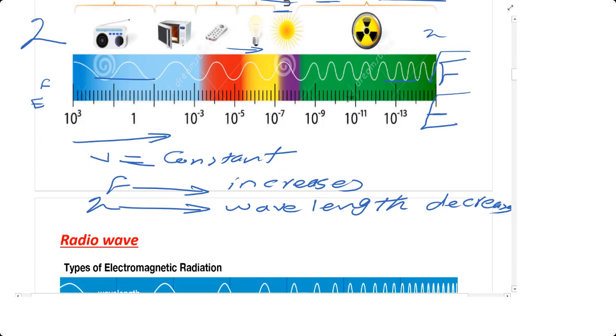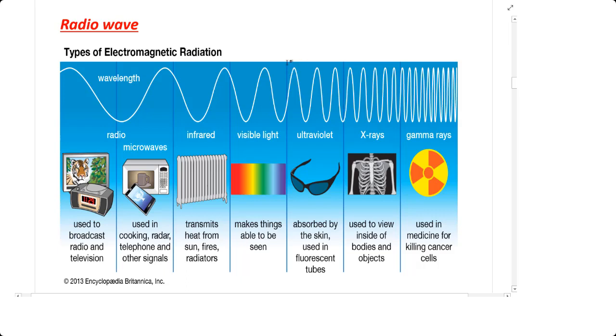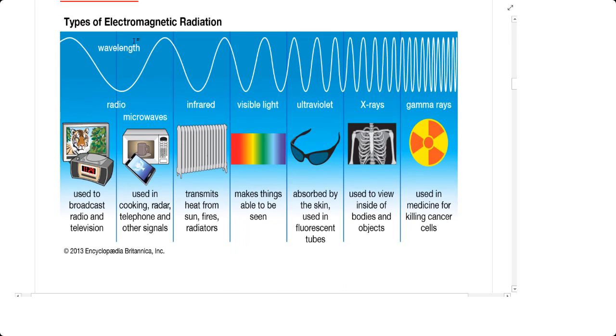After this, we are going to discuss together what these waves are in more detail. First, we are going to speak about radio wave. Radio wave is one of the electromagnetic waves, and we use it in broadcast in radio and television. So what happens actually, we send these waves, radio waves, and then we receive this wave and convert it to an electrical signal.